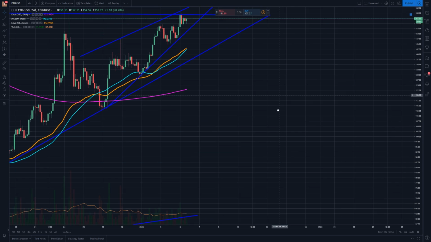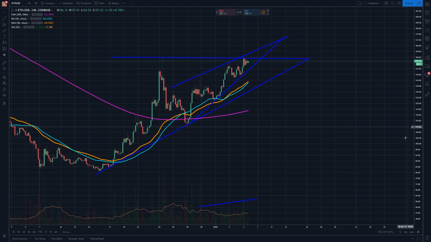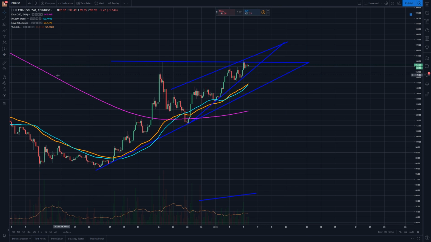My personal belief of what is going to happen to Ethereum here is that it's going to break down, touch support, rally over here, and then rally back up towards the upside. That's what I would love to see happen to Ethereum in a perfect world. It might just be too bullish for that right now. It might be too bearish to the point where it touches the 200 EMA.